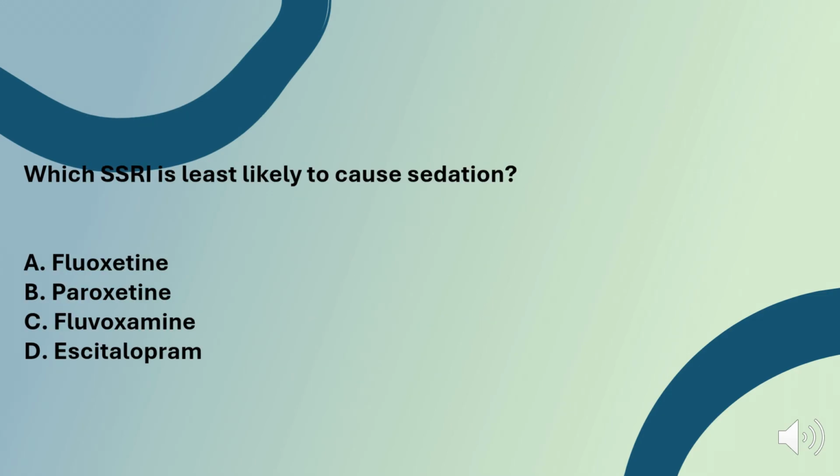Which SSRI is least likely to cause sedation? A, fluoxetine, B, paroxetine, C, fluvoxamine, or D, escitalopram.